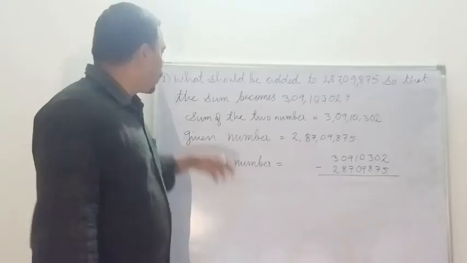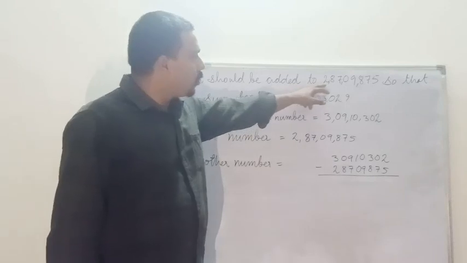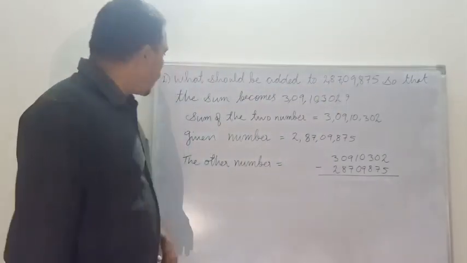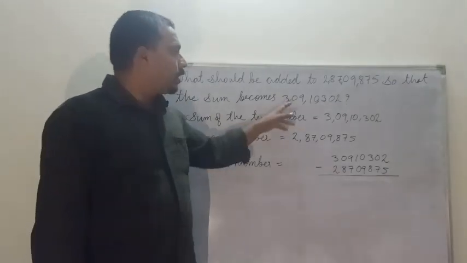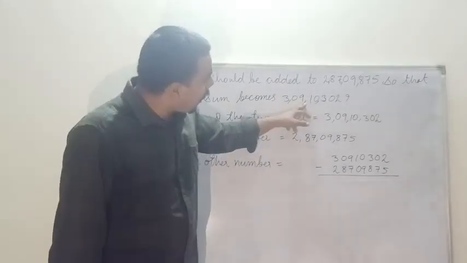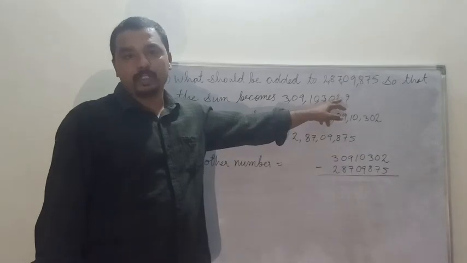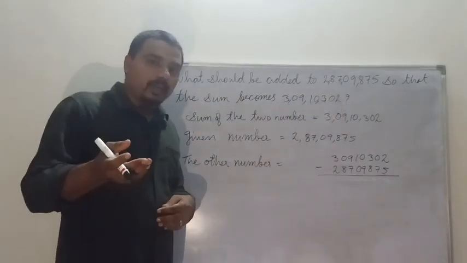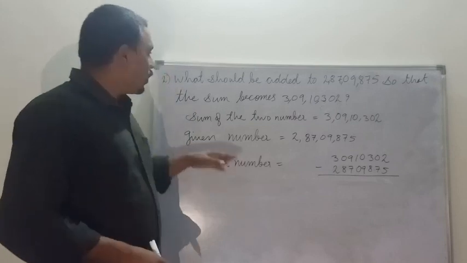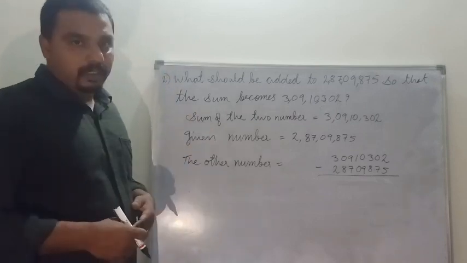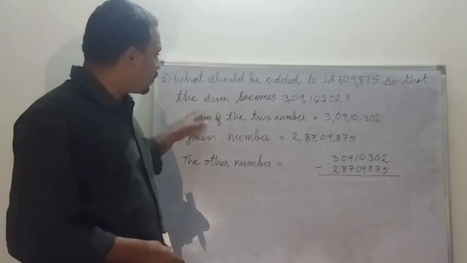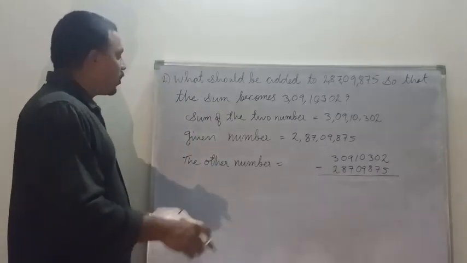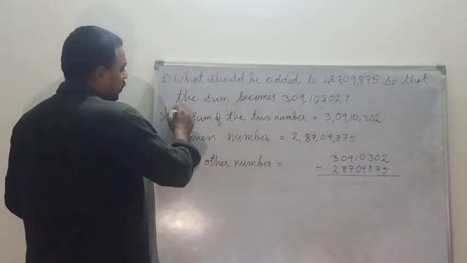Question number 2. What should be added to 2 crore 87 lakh 9,875 so that the sum becomes 3 crore 9 lakh 10,302? So this question is also the same as the first question. Okay. Find out the steps. If you are finding difficulty to get the steps, read the question 2-3 times. Then you will get it.